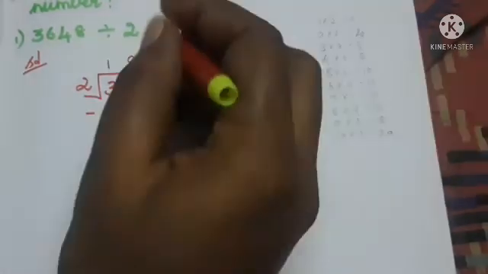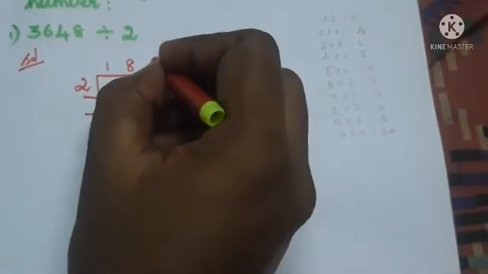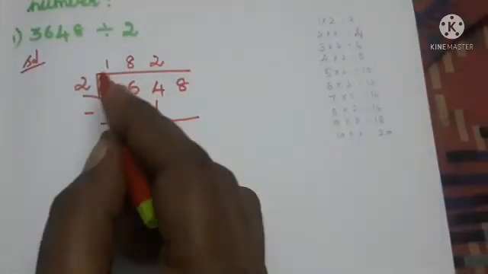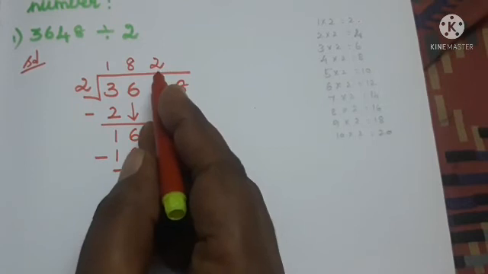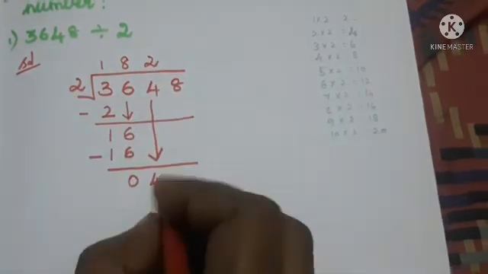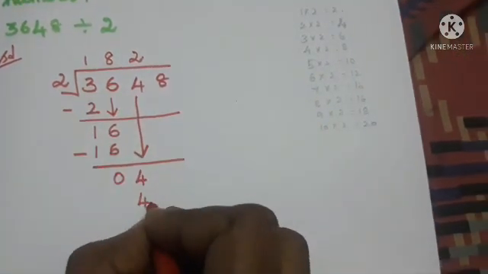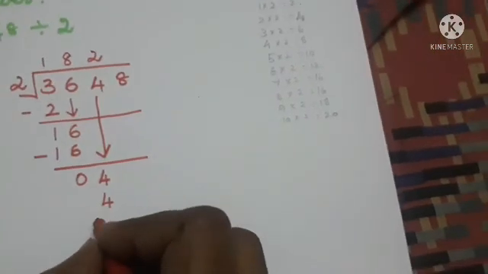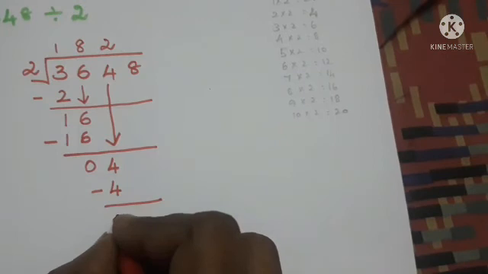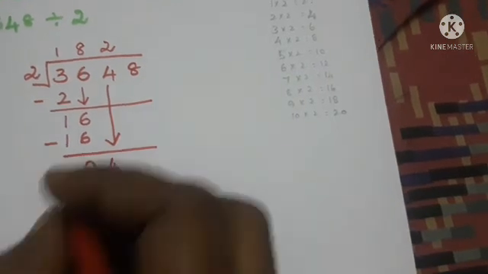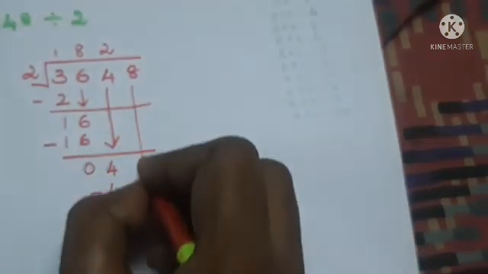So we have to write the 2 in the tens place value of the quotient. That means 2 into 2 is 4. That 4 we want to write down under the 4. Next we have to subtract 4 minus 4. 4 minus 4 is what? 0. Okay, 0.